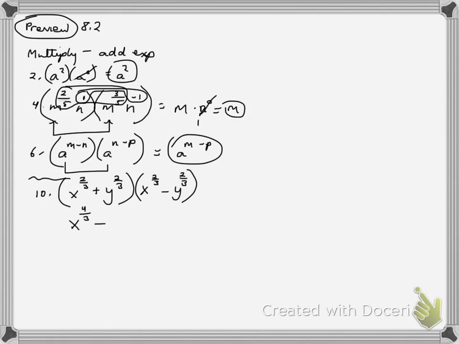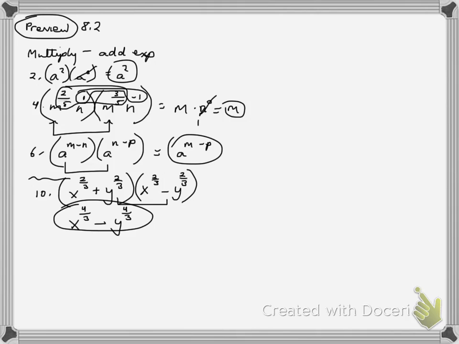And then all you're left with is the last term, y to the 2/3 times negative y to the 2/3, so that'll be minus, and this will be y to the 4/3. We're adding exponents, right? Okay.